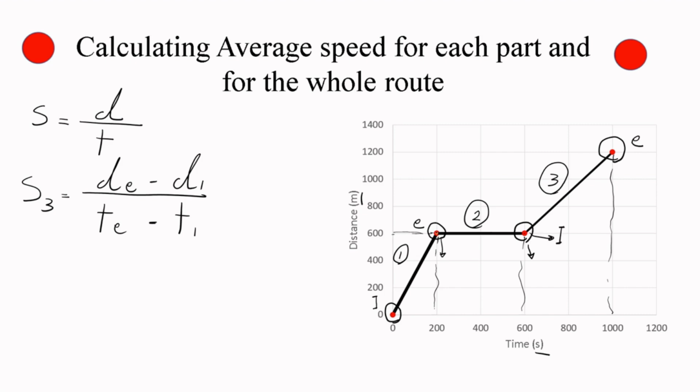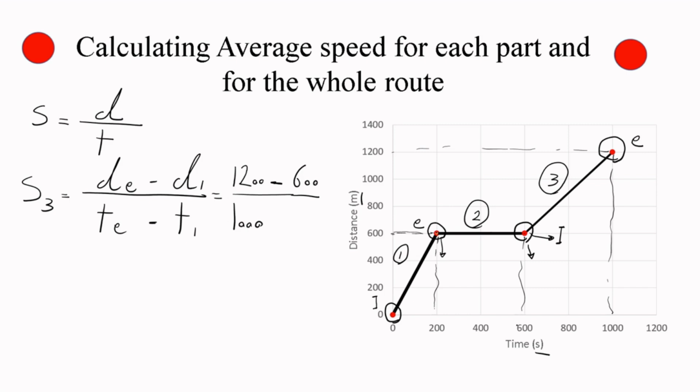What is the distance of the ending point of the third part? If I continue this, I will realize that it's going to intersect the distance axis at 1200. And the distance of the initial point, if I continue this, I will realize that this is going to be 600. What is the t of the ending point of the third part? If I continue this, I will realize that it's going to be 1000.